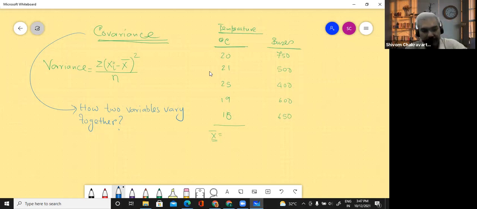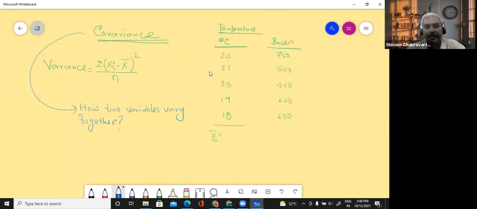Later, with further study of the phenomena, a more detailed study, we may be able to find out that one variable is actually causing the other. But what we are doing here is just a measure of whether two variables are varying together or not.